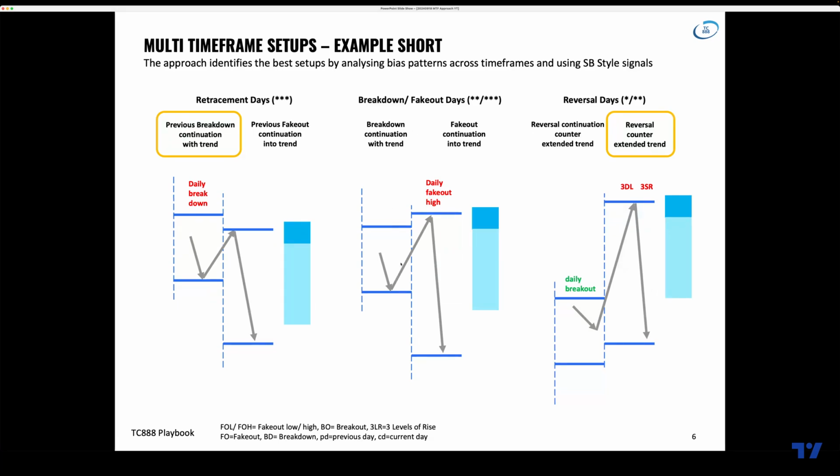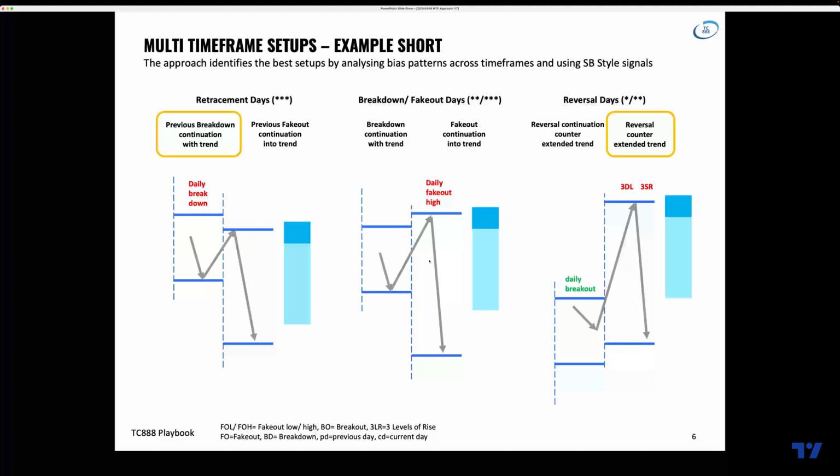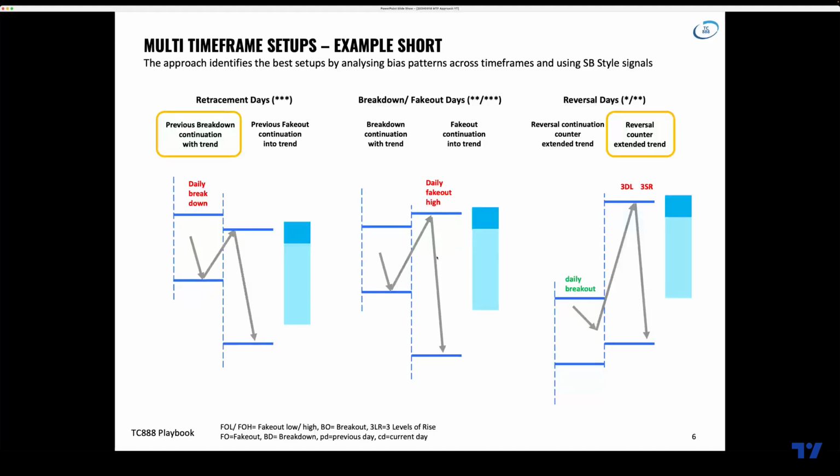So it breaks down and makes a continuation during the same day. So here we have a fake out high, for example. That's the fake out example. Fake out high on the day, losing the fake out level and then trending down with the higher time frame downtrend, maybe also with a one full extension. That's also 3 or 2-star, depending on how good the time frames are aligning.